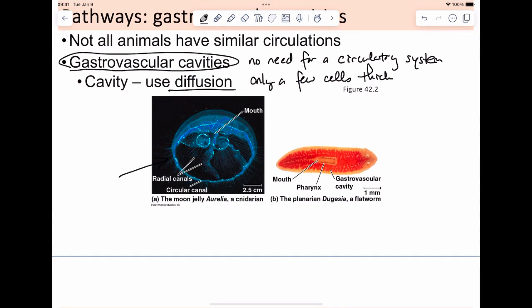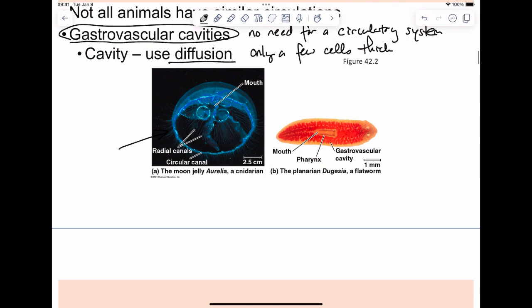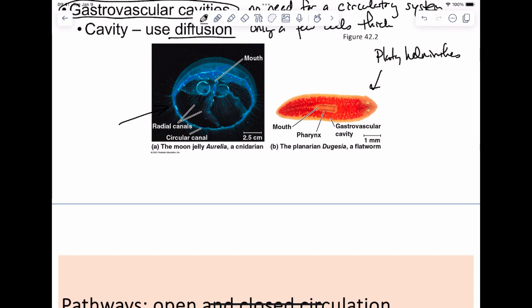So you look at a moon jelly being eaten by creepy little kids at the Aquarium of the Pacific. There's no need for circulation because they're a handful of cells thick. Diffusion works just fine. They're also in a watery environment. What's the point of having circulating blood? Same thing if you had some type of nematode, or excuse me, not nematode, but platyhelminth. They're flat. There's no need for circulation because they're not big enough to require it. Easy enough. Sweet, we already dealt with all those.